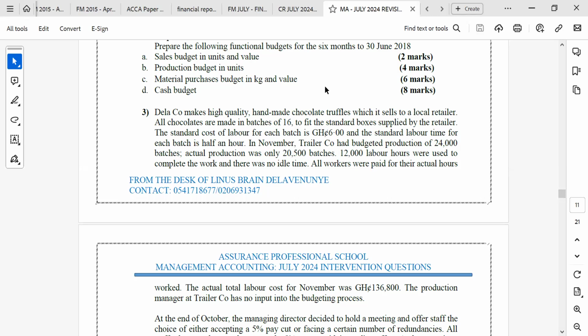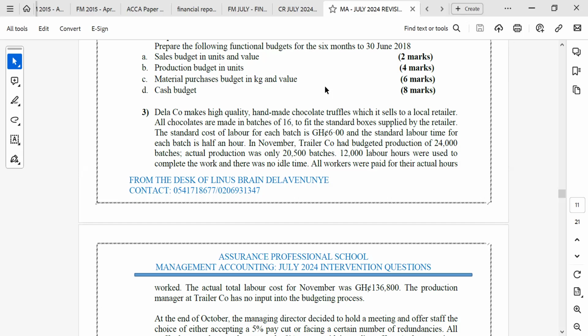The law company makes high quality handmade chocolate truffles, which it sells to a local retailer. All chocolates are made in batches of 16 to fit the standard boxes supplied by the retailer. The standard cost of labor for each batch is 6 Ghana cedis, and the standard labor time for each batch is half an hour. In November, the company had budgeted production of 24,000 batches.